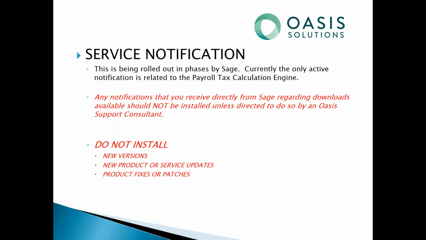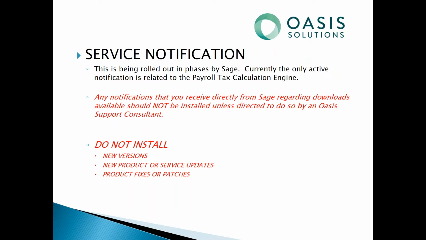What's going to be rolled out in phases with Sage 100, starting with the payroll tax calculation engine, is that there will be automatic service notifications that pop up when you go into Sage. The payroll tax calculation engine is something that's brand new. We're going to talk about that a little later in the presentation when we get into more detail about the changes in payroll.